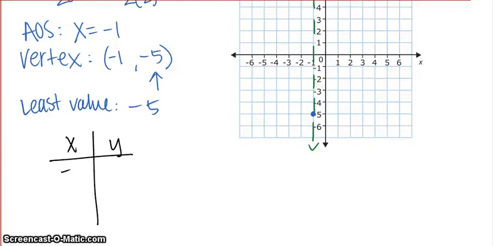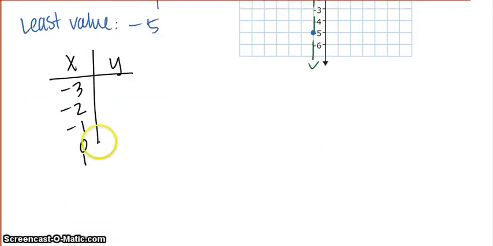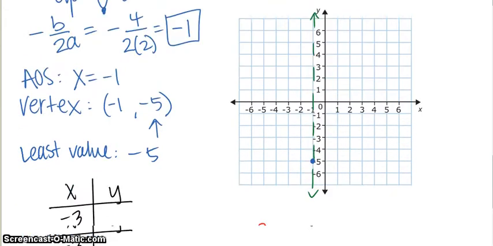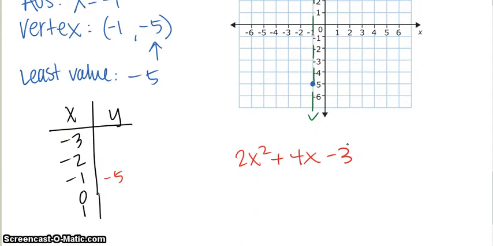Okay. And so we do negative 3, negative 2, negative 1, 0, and 1. Those are the only points we need to find. We already know the coordinates for the vertex, which is negative 5. And let me rewrite my equation, which is 2x squared plus 4x minus 3. And so now I'm going to plug in for negative 3. Negative 3 squared is 9 times 2 is 18 plus a negative 12 minus 3.